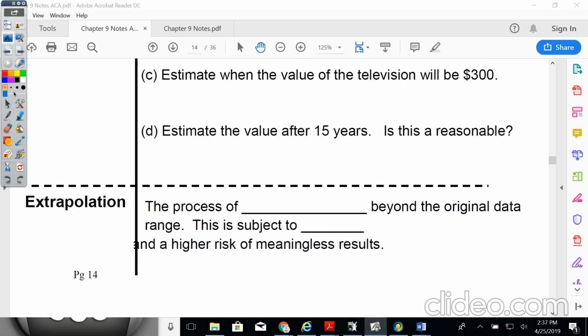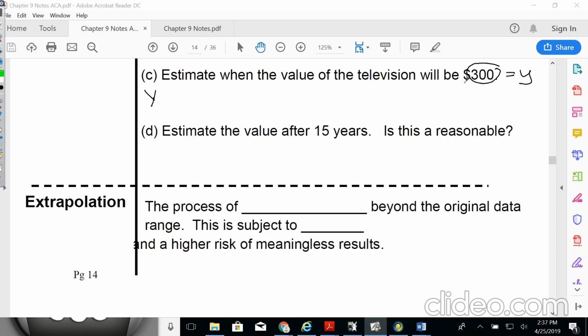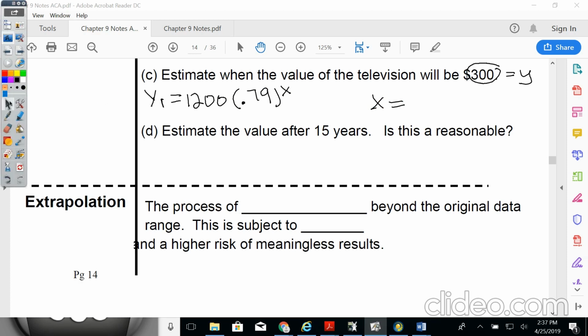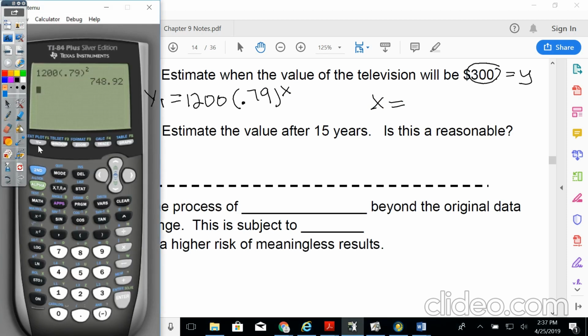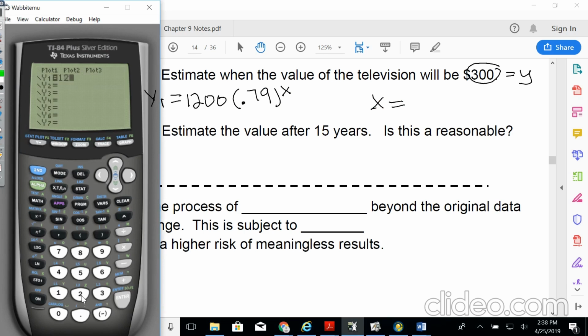So taking our equation, we're going to plug it into y equals. Because 300 is giving us the y, we want to plug it into y equals and estimate the year. So what was the equation? 1,200 times 0.79 to the x power. And we want to see when does y equal 300, or about 300? It's not going to be exactly 300. So on y equals, go ahead and type it in. 1,200 times 0.79 to the x power.